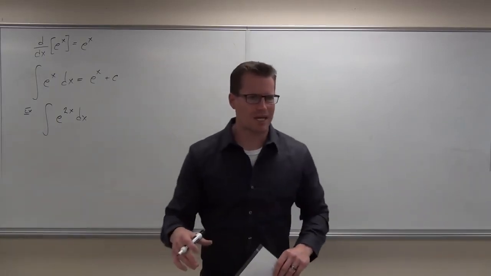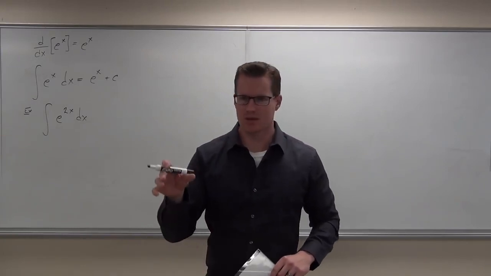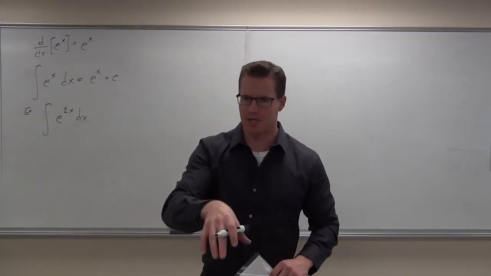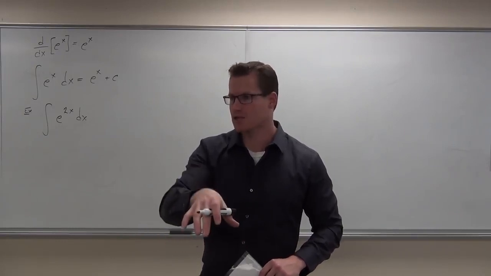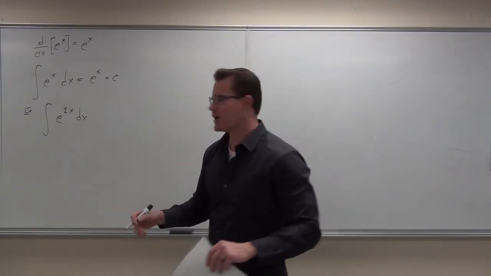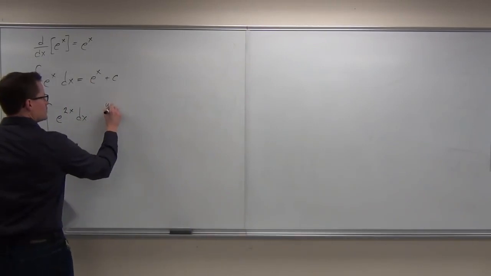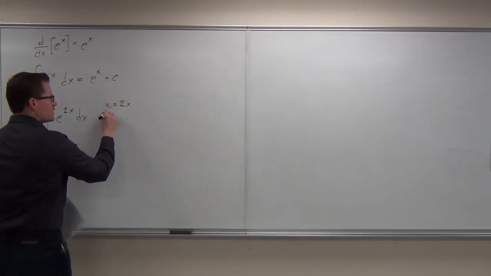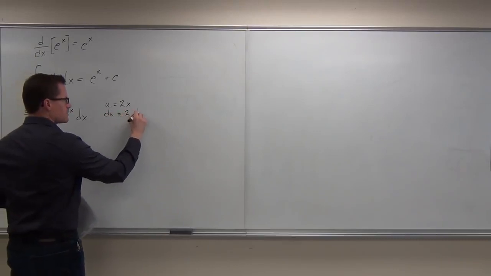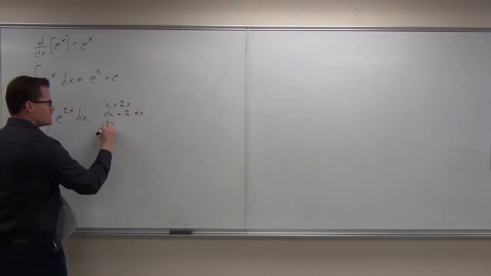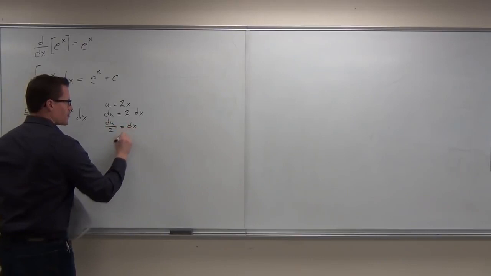Notice, we're not going to pick e to the 2x because when you take the derivative of e, it pops back up again. Does that make sense? So you'd have to have another e to the 2x in there to simplify that. We don't have that. So if we pick u equals, let's just try the 2x. What's the derivative of 2x? 2. 2 dx, or du over 2 equals dx.